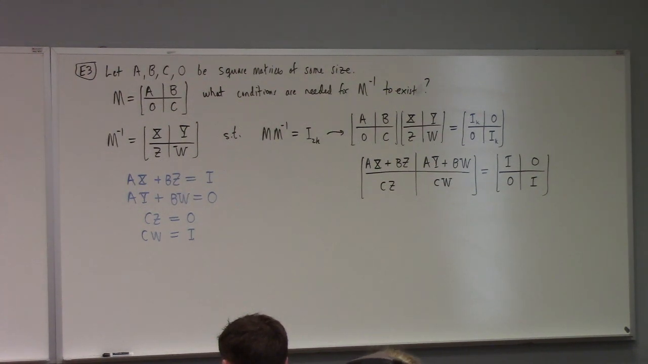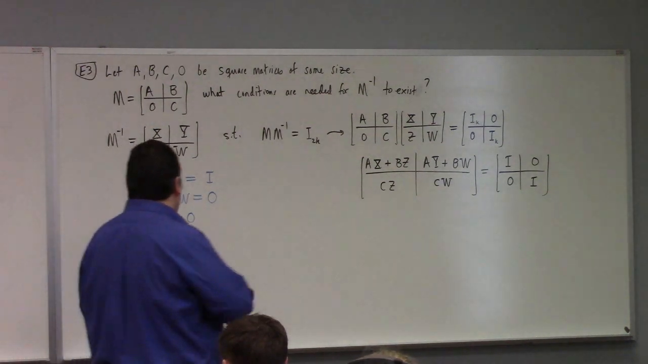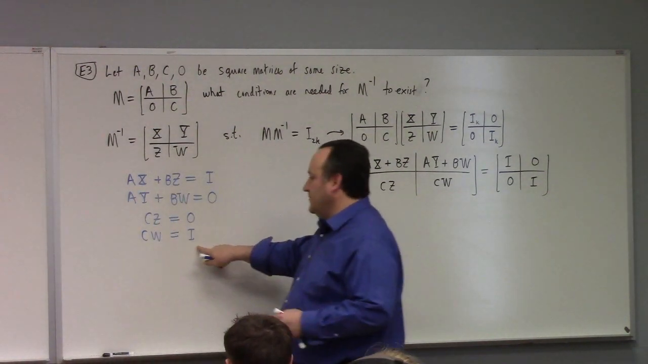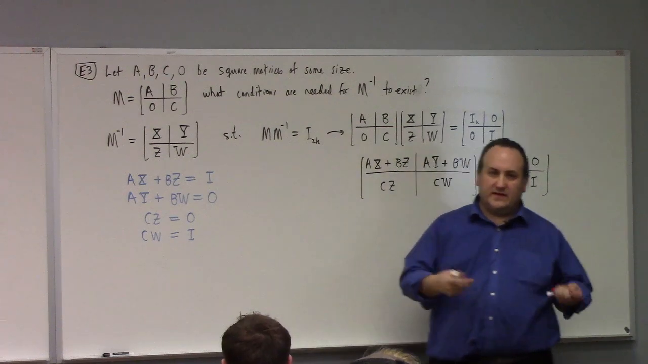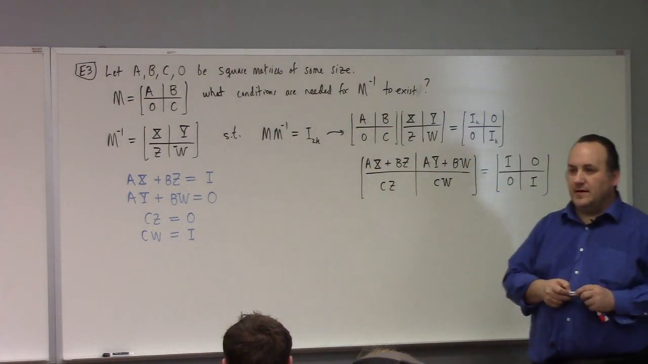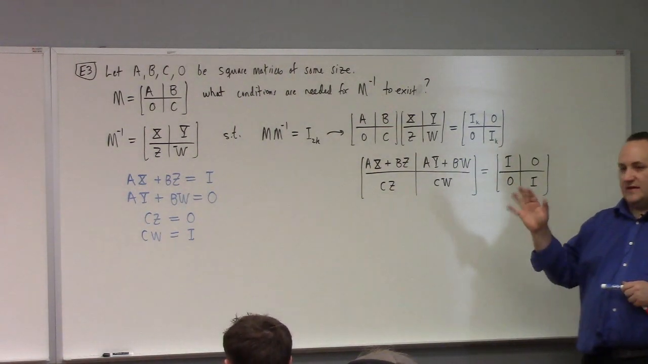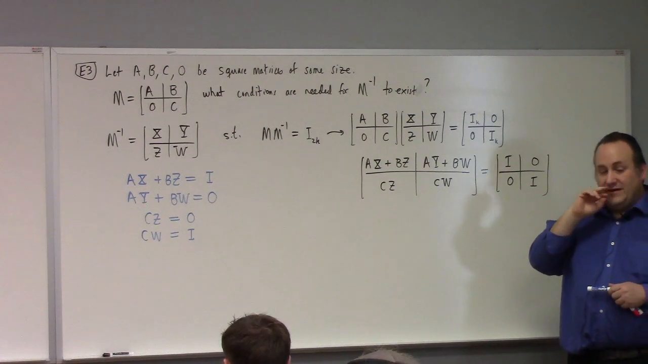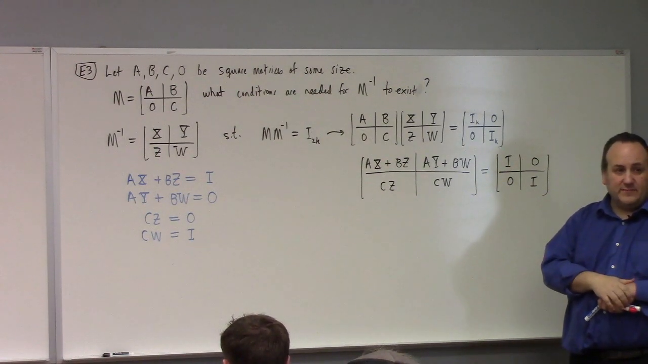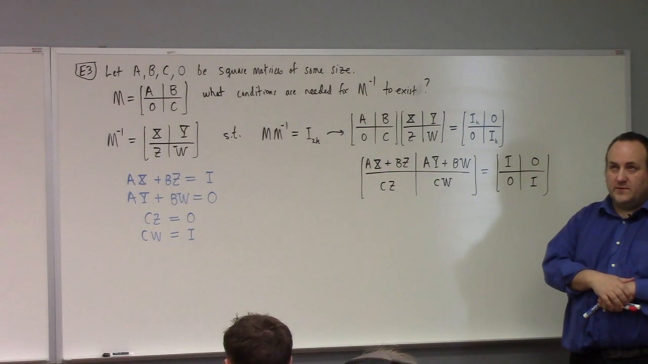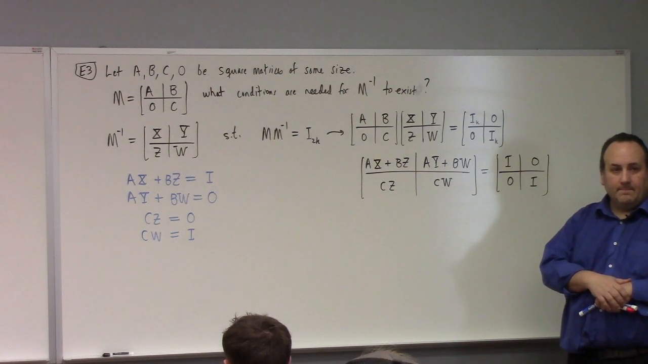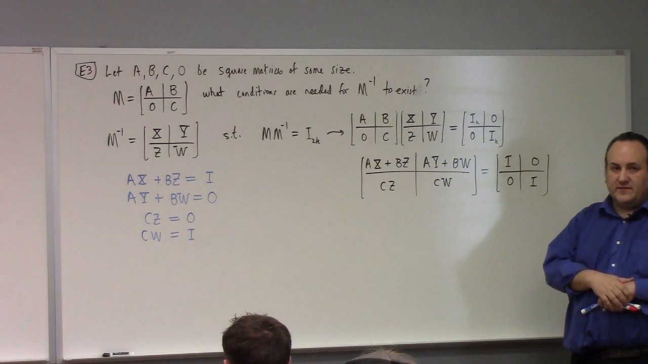So here's a question. If we look at this last equation, CW equals I, what does that tell us about C? And also about W, technically. What does that mean? They're both non-zero. I think that's true. One of them is the inverse of the other.